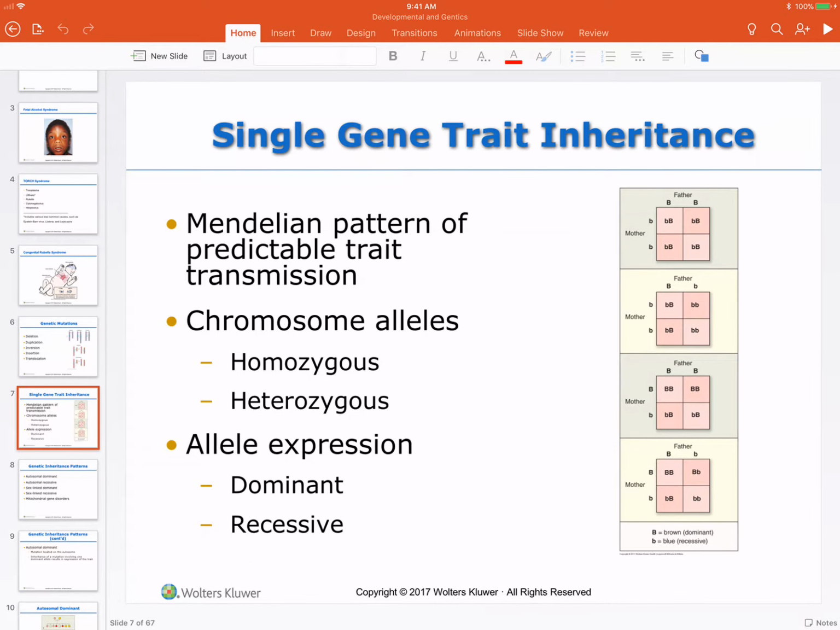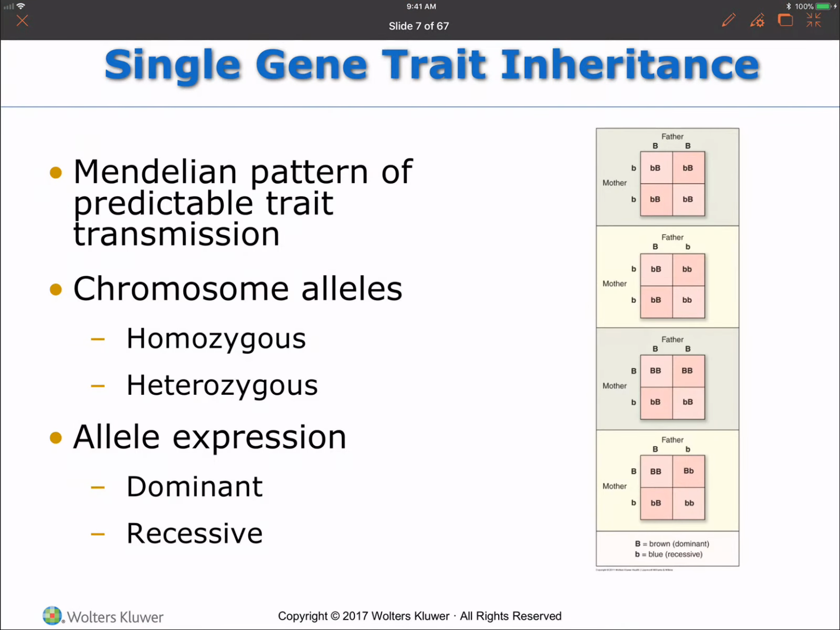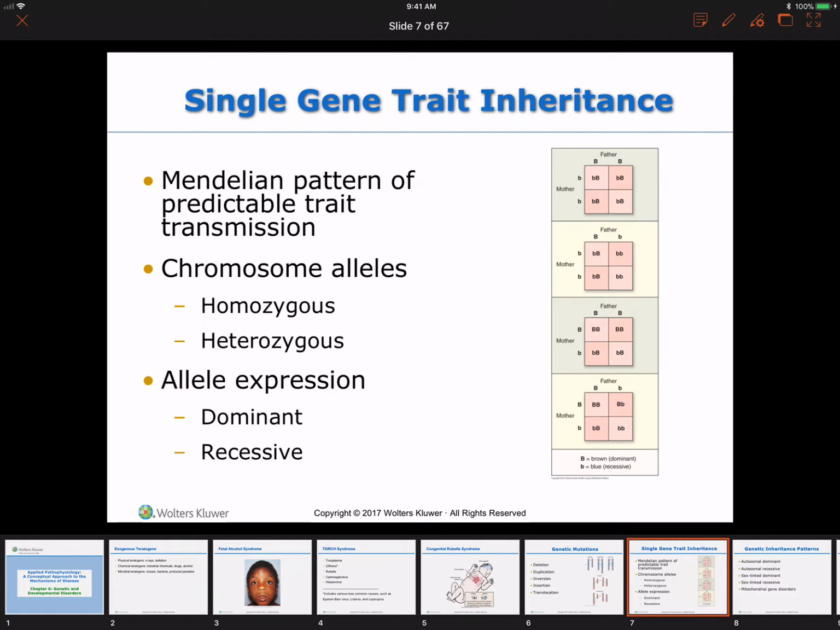Hello, everyone. So today we're going to continue the discussion we started related to genetic and developmental disorders. Last time I saw you, we started looking into the types of inheritance, the Mendelian pattern, and we've introduced terms such as homozygous versus heterozygous.